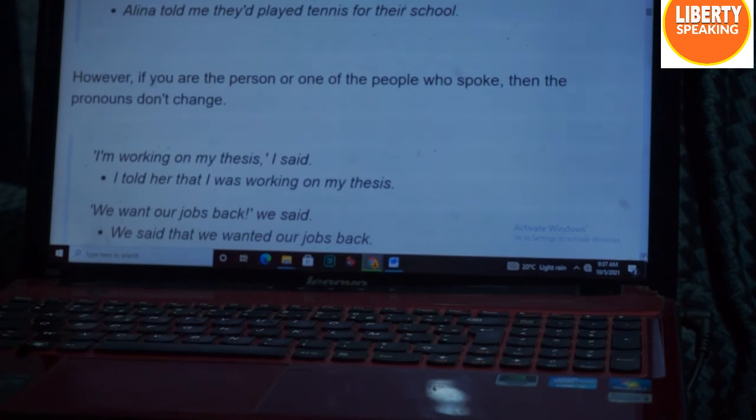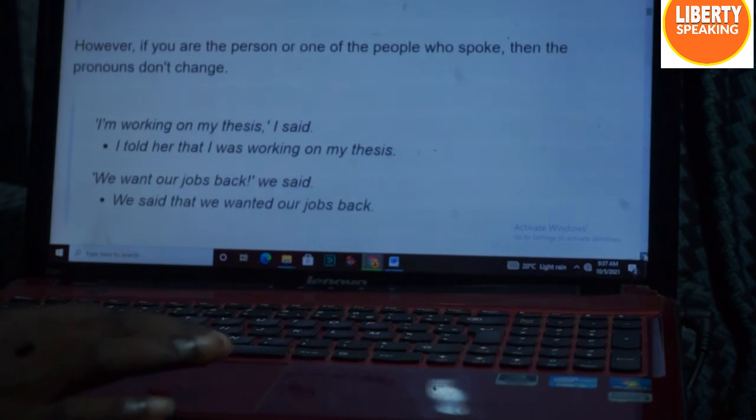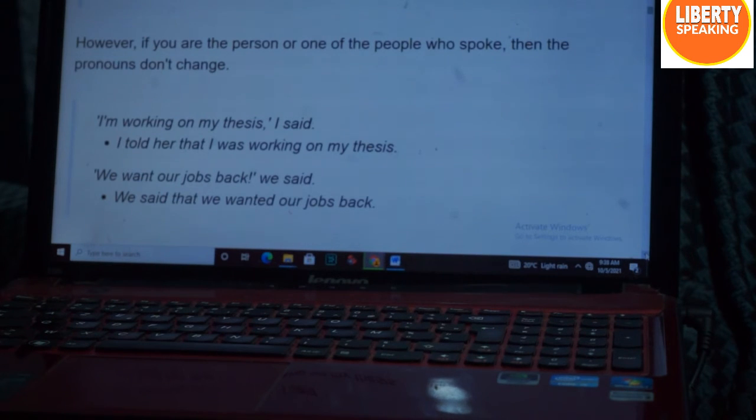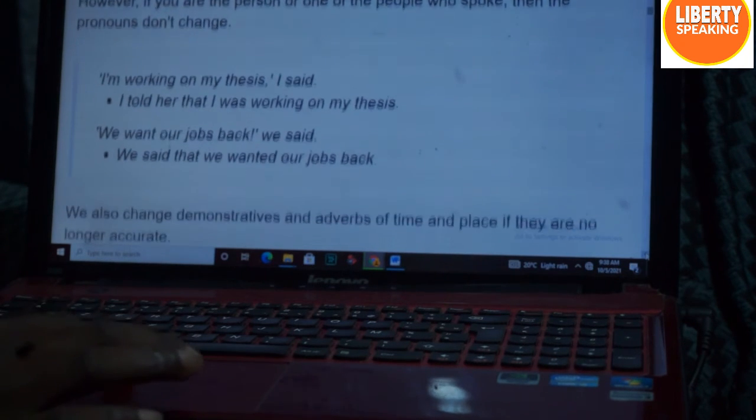However, if you are the person or one of the people who spoke, then the pronouns don't change. I'm working on my thesis, I said. This is me. I'm working on my thesis becomes I told her that I was working on my thesis. We want our jobs back, we said. We said that we wanted our jobs back.